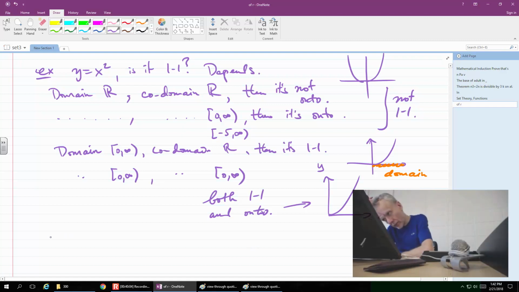I think I mentioned this before. One-to-one onto is also known as a bijection, and back to the point I was making: why do we care about bijections, one-to-one onto? Because these are the functions that have inverses. None of the others has an inverse.